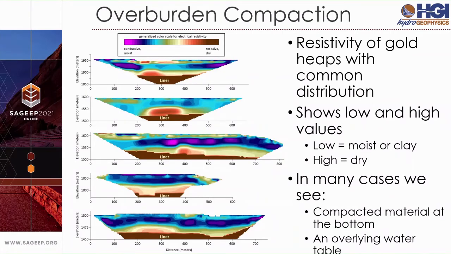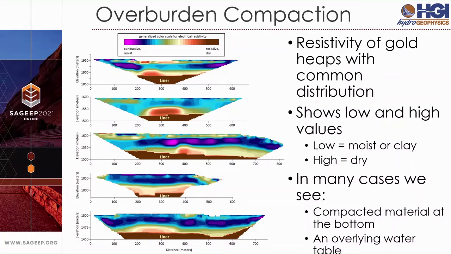The resistivity profiles in this slide are from a number of different gold heaps in North and South America. All the profiles have a common theme where electrically resistive material, in yellow and red, is close to the liner. In the first example we showed, the material was electrically conductive above the liner due to adequate drainage of conductive solution making its way to the liner. Here we see that the conductive layer, in purple and blue, is actually in the middle of the heap, sitting on top of resistive material.